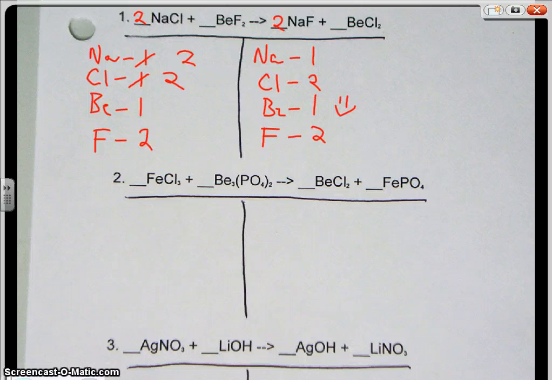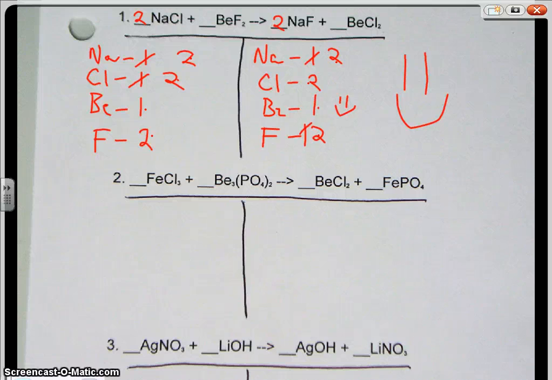And what does it do to our sodium? I could erase it or I could cross it out either way. I probably should have just drawn an arrow through that. That makes that a 2. And double check our inventory. We got 2 and 2, 2 and 2, 1 and 1, 2 and 2. So this whole equation is balanced. Okay?